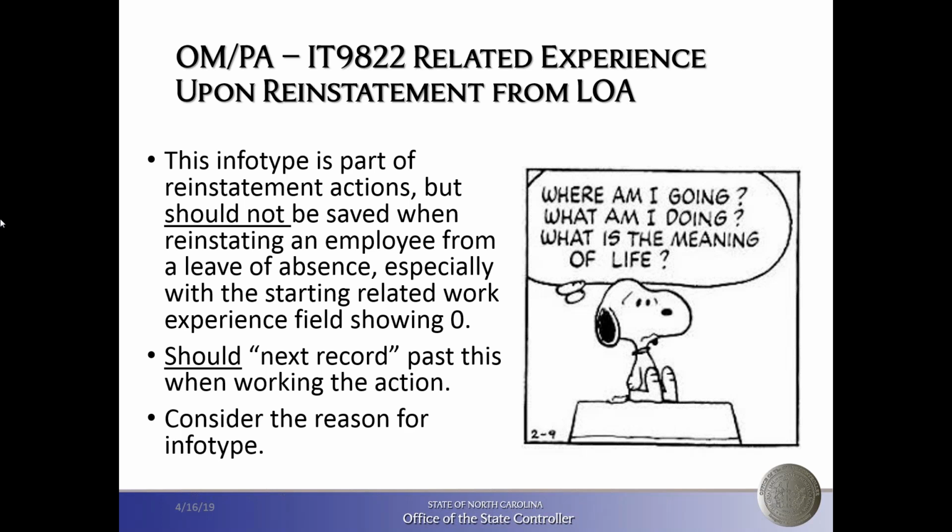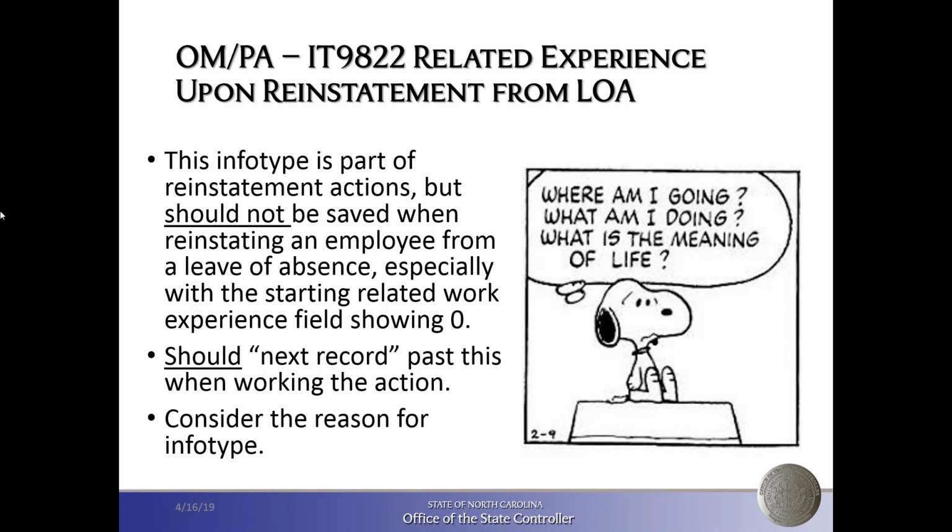We do have a question regarding the 9822. Apparently someone is experiencing that when they try to next record pass the 9822, the data is lost and a message comes up. Is this going to delete everything in the action? I don't really understand that question.